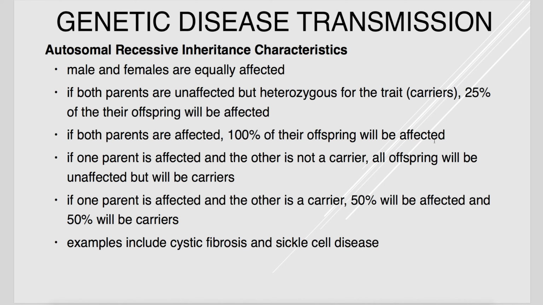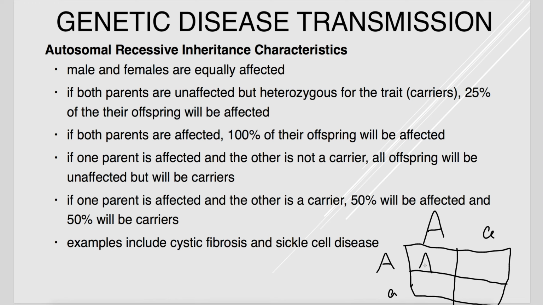So autosomal recessive. With autosomal recessive diseases, you have to inherit 2 bad copies of the gene. If both parents are unaffected, but they are heterozygous, that means they're carriers. 25% of the children will be affected. So if we look at that one, again, dad here, mom here. So 25% will be affected.